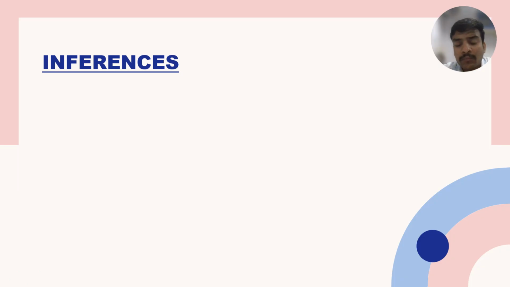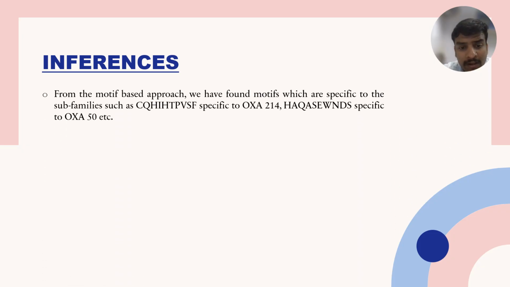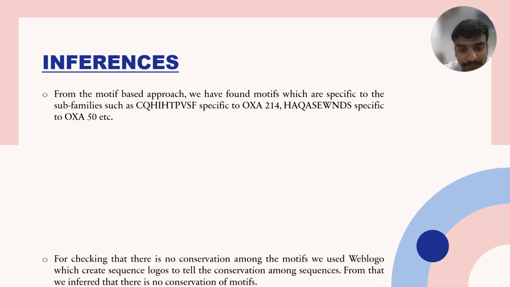So what we inferred from both of the approaches, the motif based approach and the hydrolyzing approach. In the first inference, from the motif based approach, we found motifs which are specific to the subfamilies, such as CQHIHTPVSF. This is specific to the OXA 214 sequence, and similarly HAQASWNDS, which is specific to OXA 50. Similarly, we found many motifs that are specific to their subfamilies.